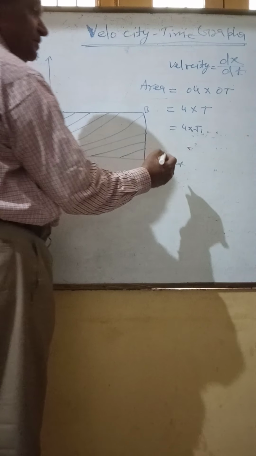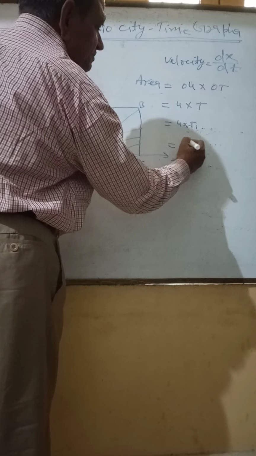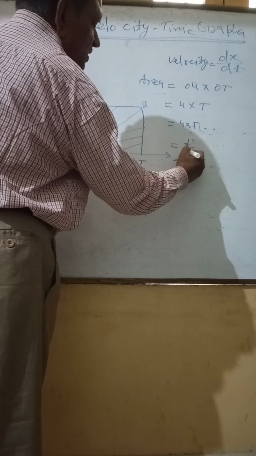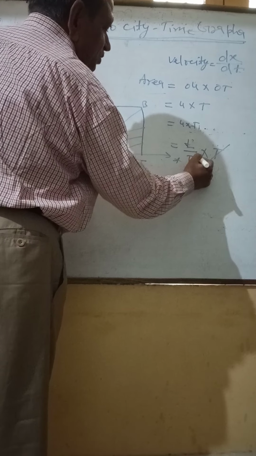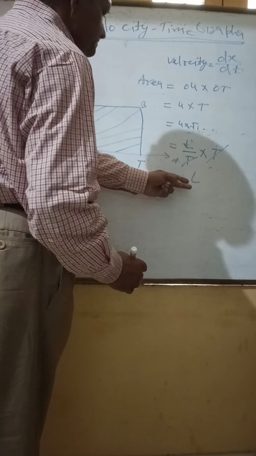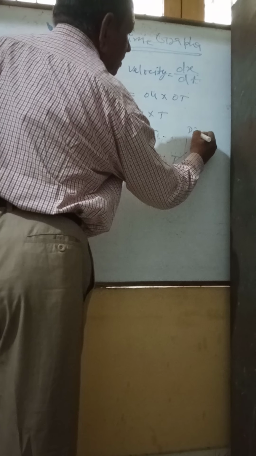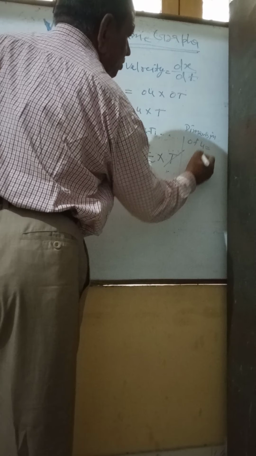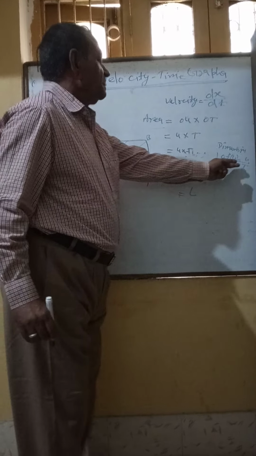We note the dimensions. The dimension of u, which is the rate of change of displacement, is L by T, and the dimension of T is T, and this T and T cancel out.